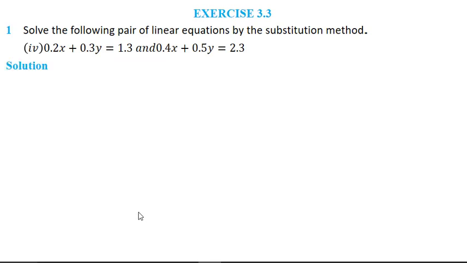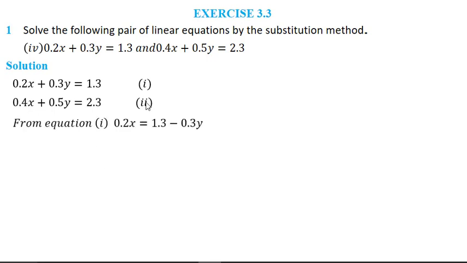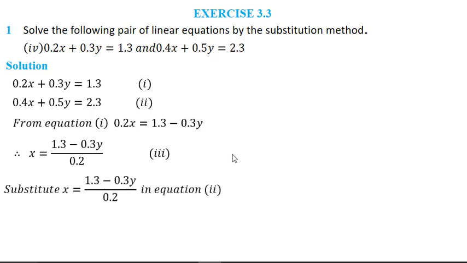Now this fourth problem is in decimals, so there is nothing to worry about. If you have any problem in calculation, you can multiply both the equations by 10 and remove the decimal part. Now from equation 1, I get the value of 2x. So the value of 2x is 1.3 minus 0.3y. Then I divide the whole equation by 0.2, I get the value of x.